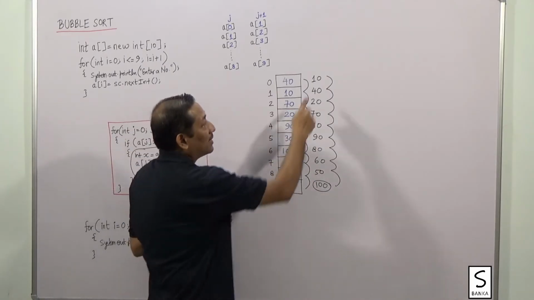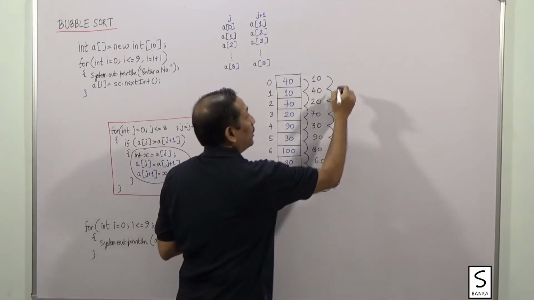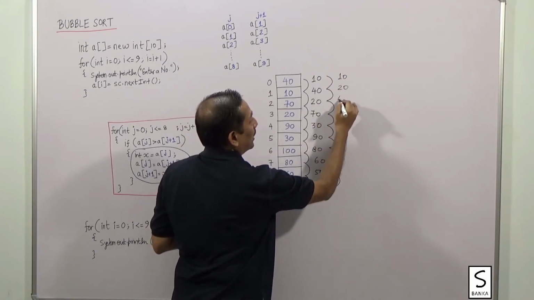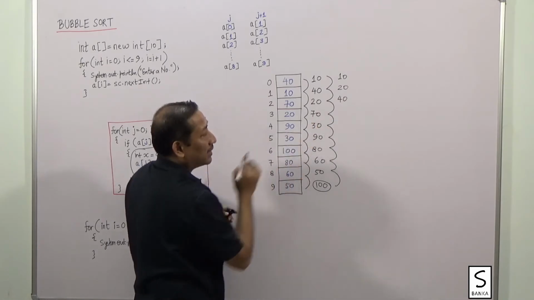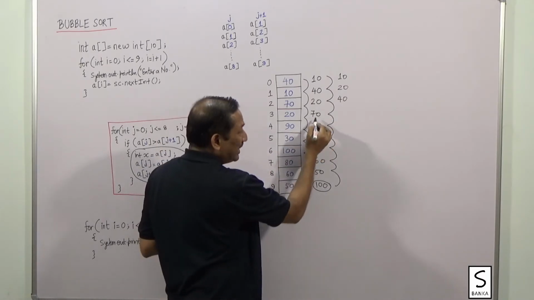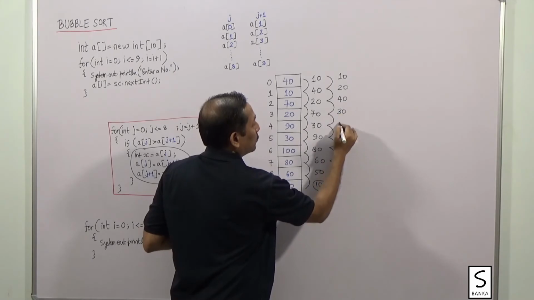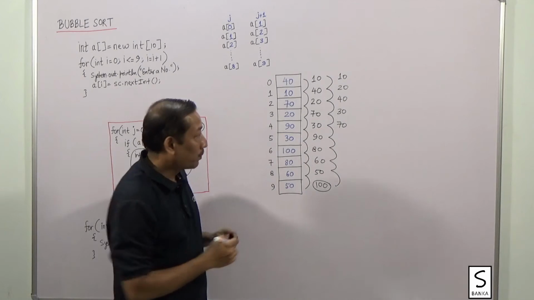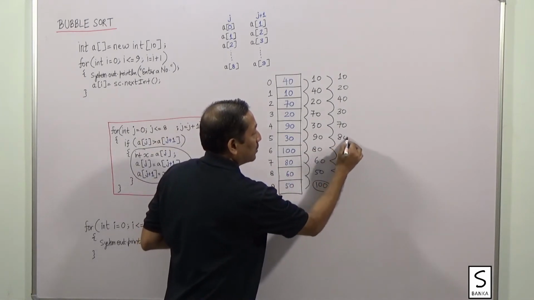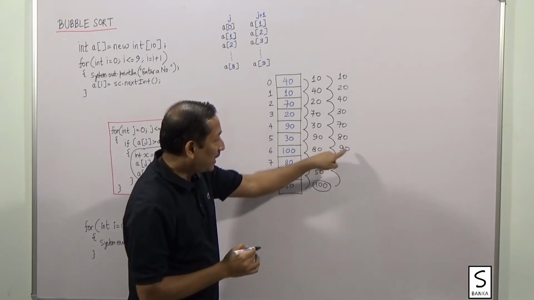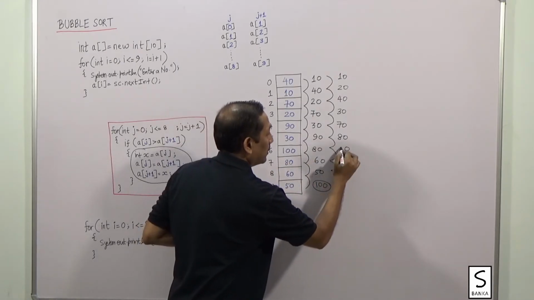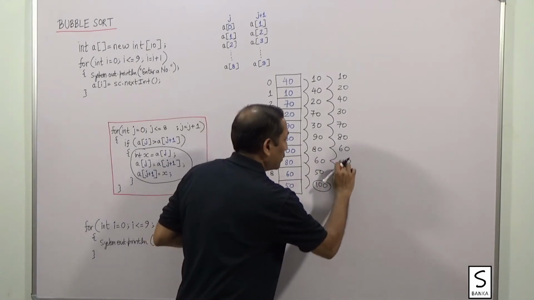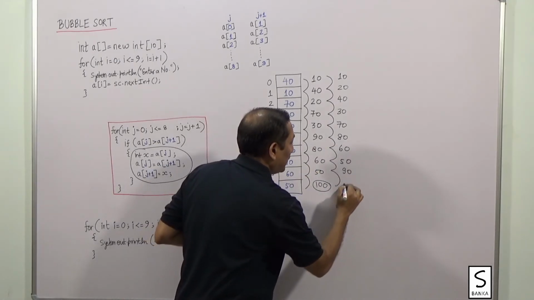So first time, is 10 greater than 40? No. So there will be no swapping. Is 40 greater than 20? Yes. So here comes 40. Is 40 greater than 70? No. Is 70 greater than 30? Yes. So we will swap it. Is 70 greater than 90? No. Is 90 greater than 80? Yes. So 90 comes here. Is 90 greater than 60? Yes. So they will be swapped. Is 90 greater than 50? Yes. Is 90 greater than 100?